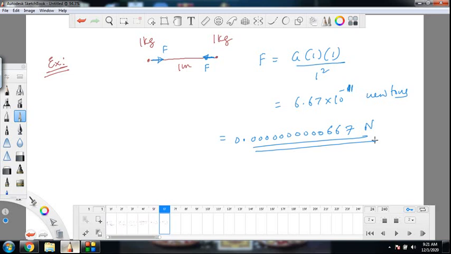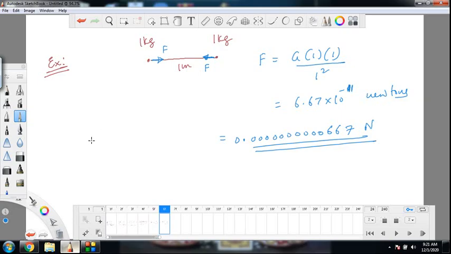So you see, gravitational force is a very, very small force. It appears big for us because the size of the planets, the sun, etc. are very huge. So it appears to be big for us. But if the mass is 1 kg and 1 kg and distance is 1 meter, the gravitational force is really very, very small. So between two 1 kgs, the gravitational force is very small.